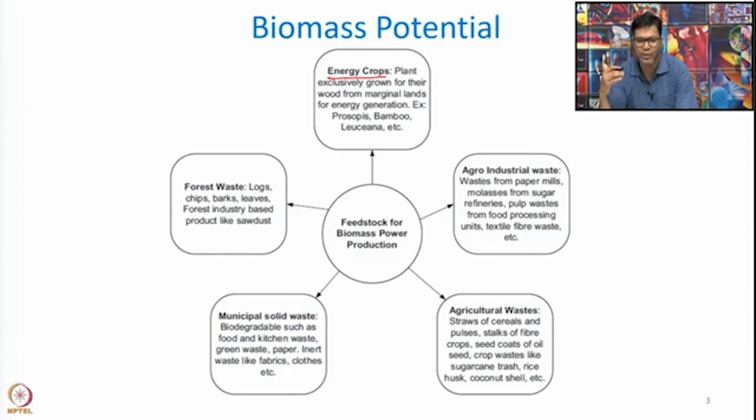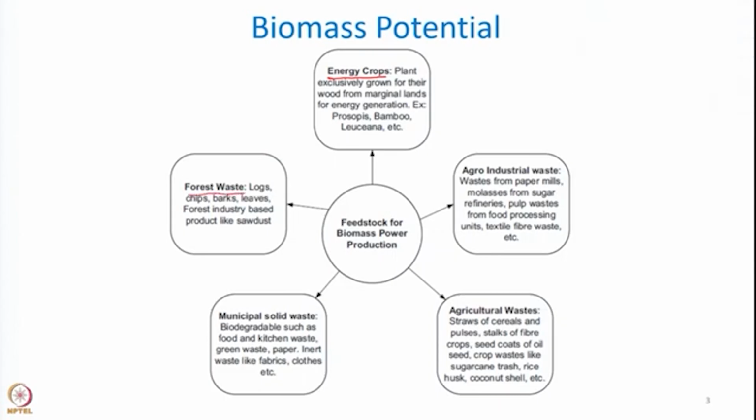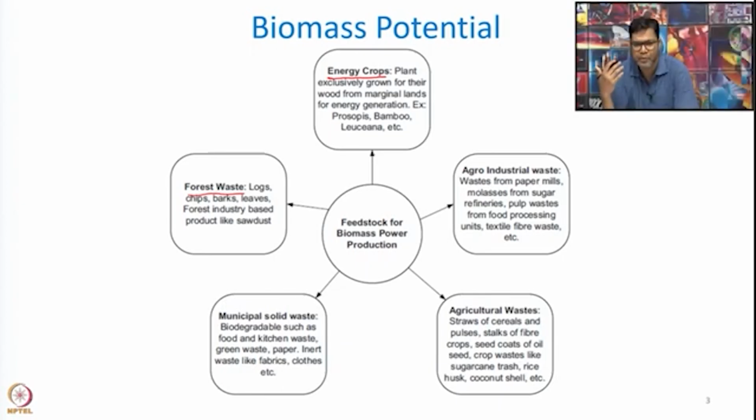The other aspect is when we look into waste. We have forest waste, which is the age-old practice. These are logs, chips, barks, leaves. If you look at the rural lifestyle, they use this forest waste, the tree waste that falls. They do not cut the trees, but they collect this waste, and this forms their cooking fuel for the majority of rural households, not only in India but throughout the world. This is still the major cooking fuel.